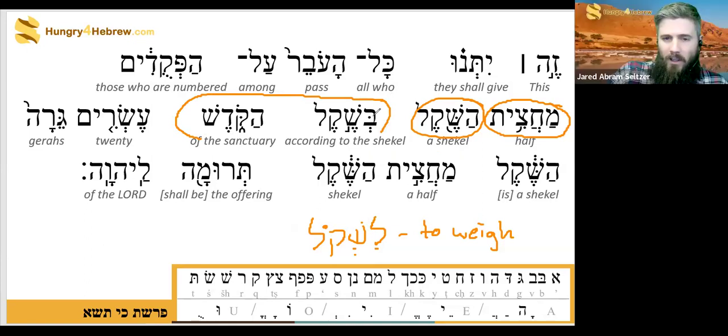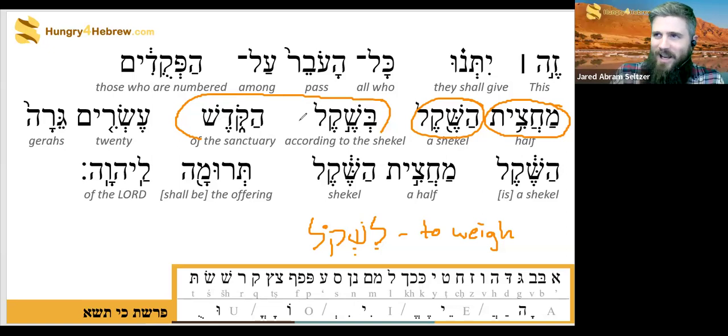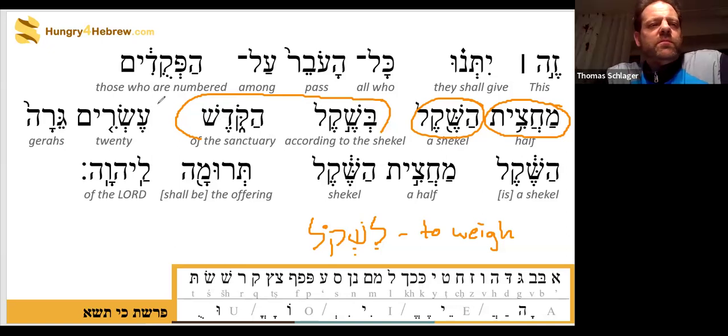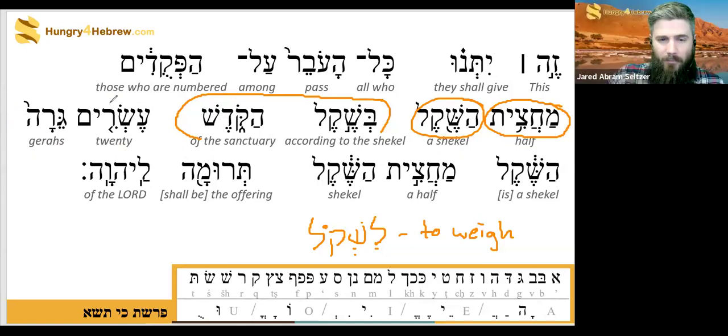But here we can see the shekel hakodesh. It's referring to the shekel that is the holy one, the shekel of the sanctuary. So the original standards of weights and measures were stored at the sanctuary. That makes sense too. I've been reading into it all wrong, thinking it was a currency based on the temple, but it's a weight. Esrim is the number 20.